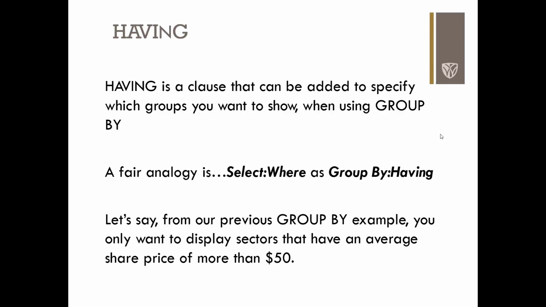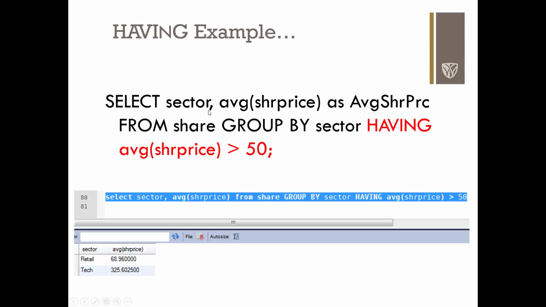So let's say from a previous example we want to display sectors that have an average share price of more than $50. Once again we select sector, average share price. Now we're going to give it a name, average share price, from share, group by sector, and now we're adding the constraint of having average share price greater than 50. And you can see what happens this time. We still have the sector listed and the average share price, but now we're restricting to only those sectors where the average share price is greater than 50.